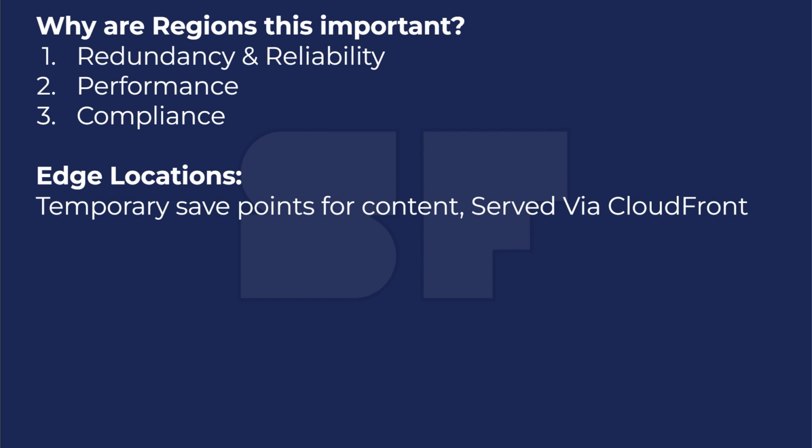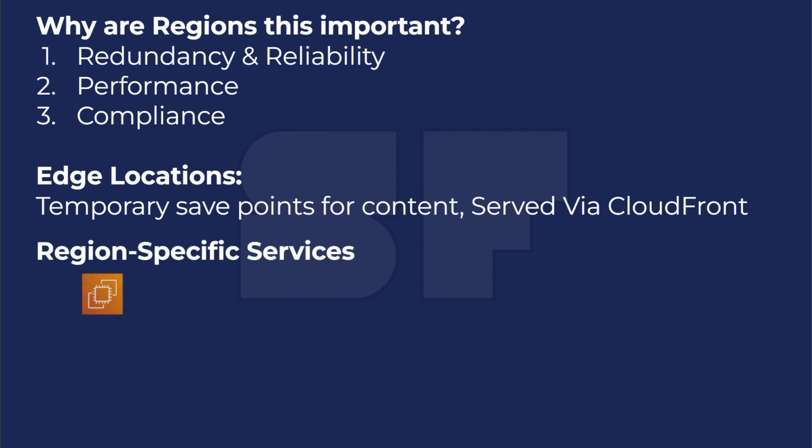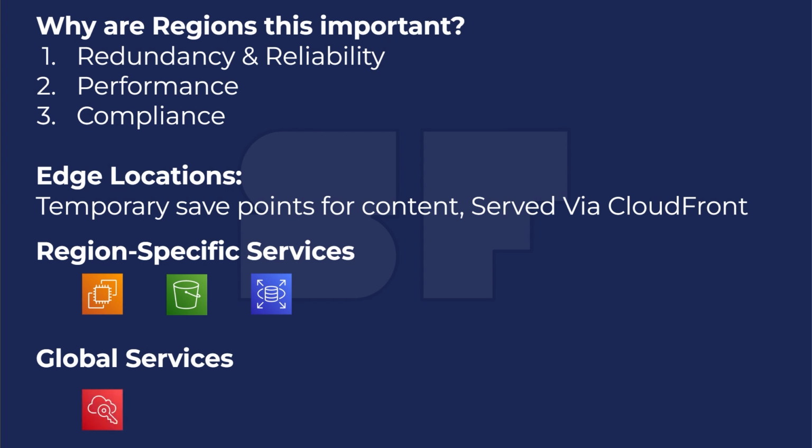When it comes to region specific services, when you create resources in these services, like an EC2 instance, an S3 bucket, or an RDS database, they are physically located in the region you select, and you cannot access them from other regions. And when it comes to global services, these services are not tied to any particular region. Such examples are Identity and Access Management Service, the Content Delivery Network, CloudFront, Route 53, which is AWS's DNS service.